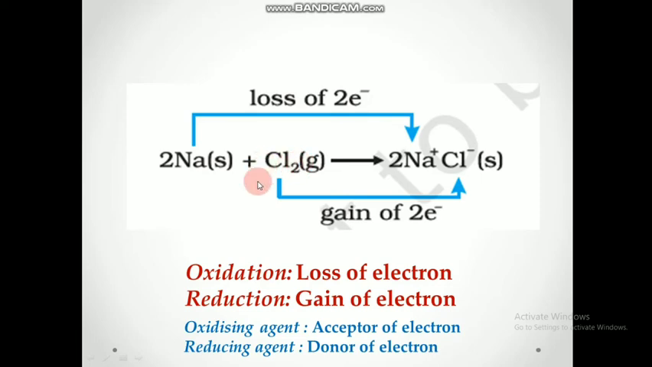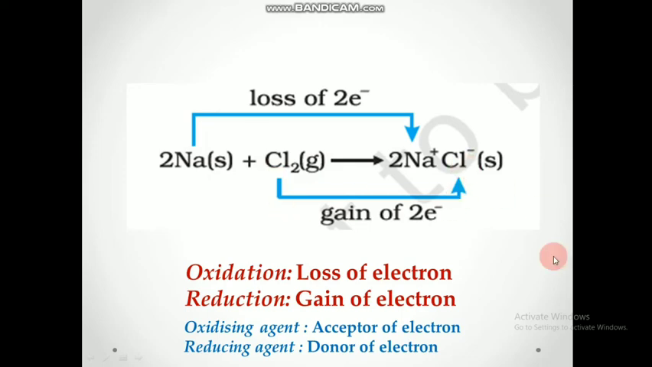And the oxidizing agent, the one which helps oxidation, is chlorine. So chlorine is helping sodium to get oxidized. So chlorine is the oxidizing agent, and sodium, which helps chlorine to get reduced, is the reducing agent here. And when we write an equation, we can write it as 2 parts. For better understanding, we can write a single reaction in 2 parts. So the half reaction will be of sodium and the other half will be of chlorine.